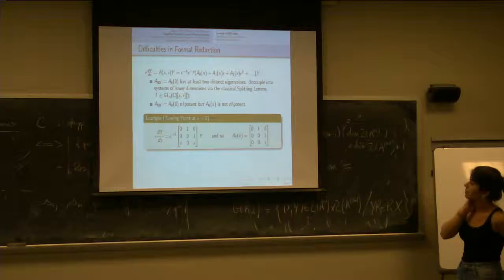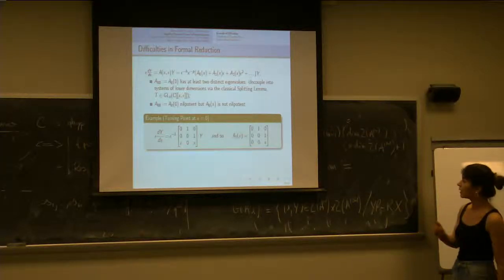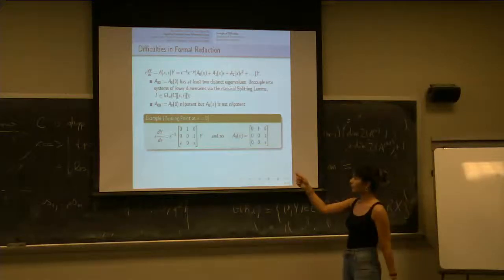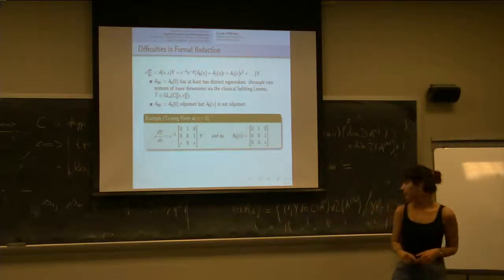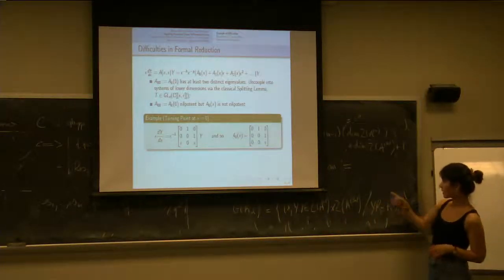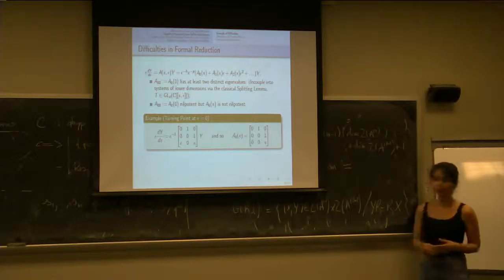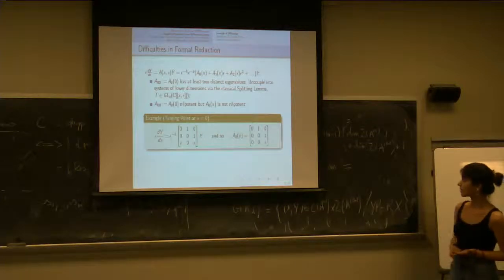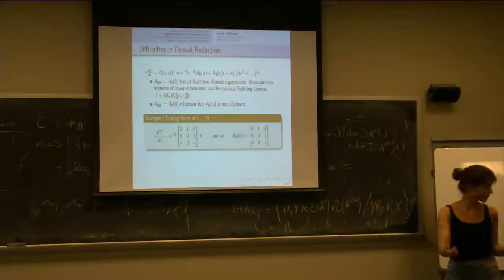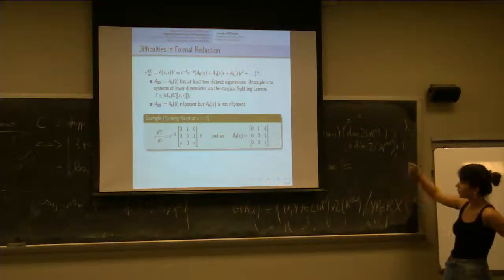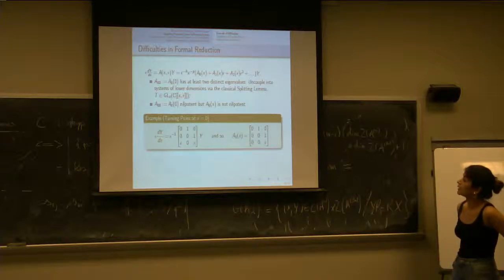Now, here's an example of a turning point, or what we call a turning point. Here, I'm expanding the system with respect to epsilon. And here, you can see that A0 of x has this form. A0 of x has two eigenvalues, 0 and x, while A00 is nilpotent. And so here, we cannot just proceed directly. We have first to try to eliminate the turning points.